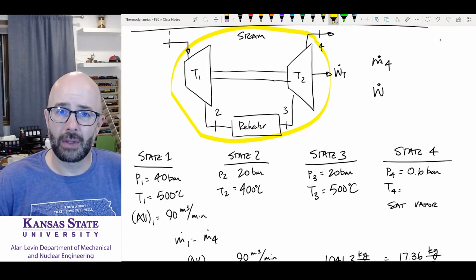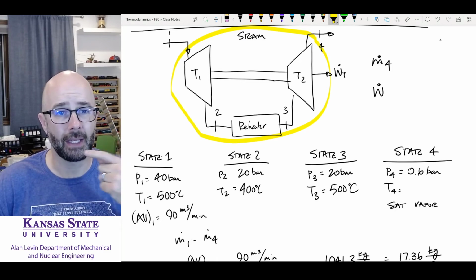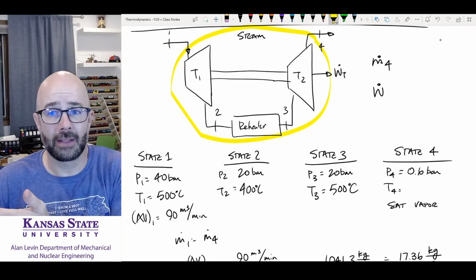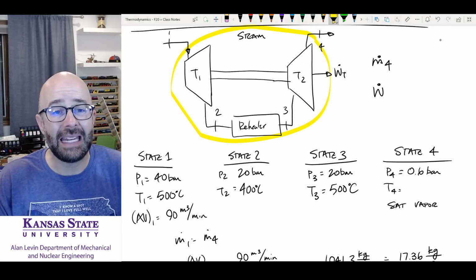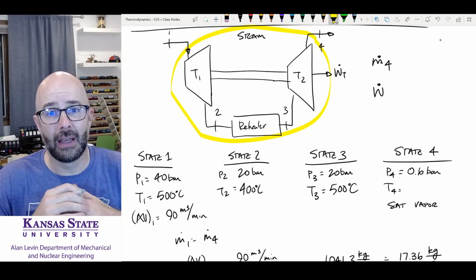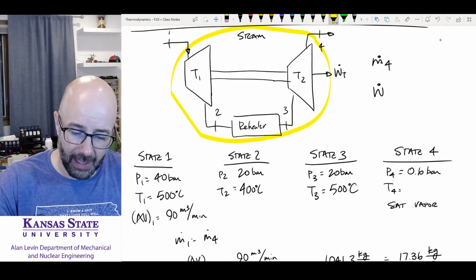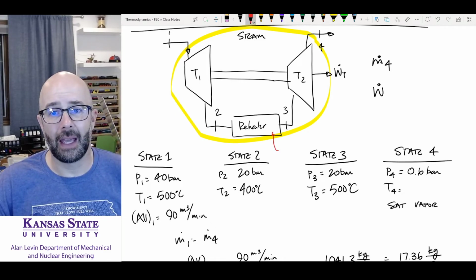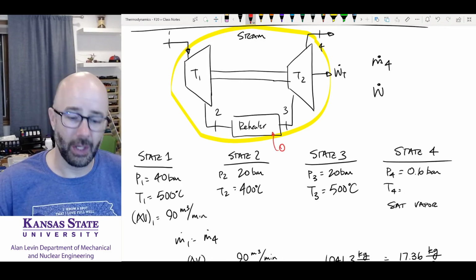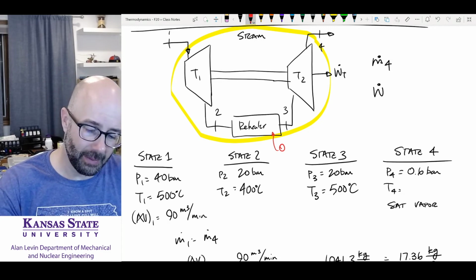But the problem with this is, I know what's coming into that control volume, state 1. I know what's going out, state 4. I would cover up state 2 and state 3. I don't need to know anything about state 2 and state 3. But that reheater, I do not know how much heat's coming into the reheater. So I'd have to calculate that, and that's not something I want to do. So that's not going to be a good choice of my control volume.